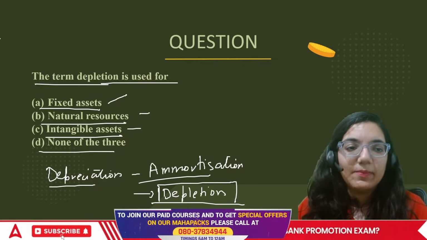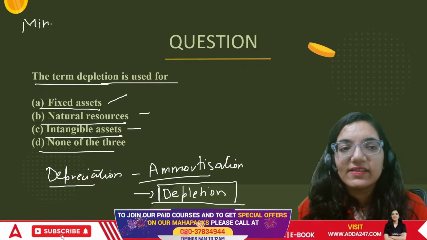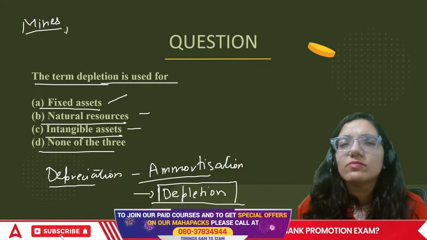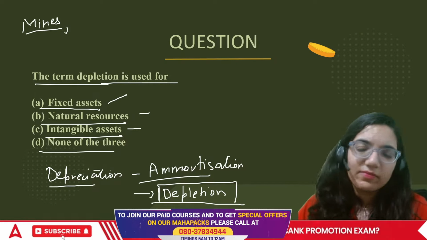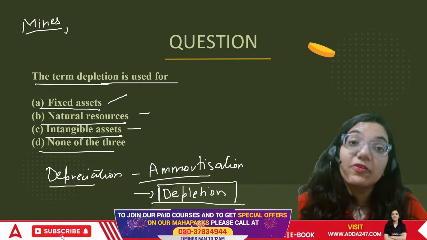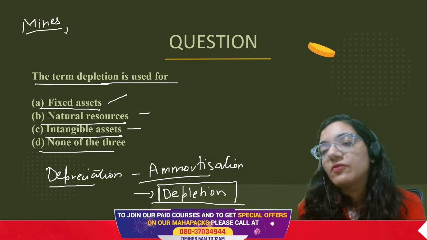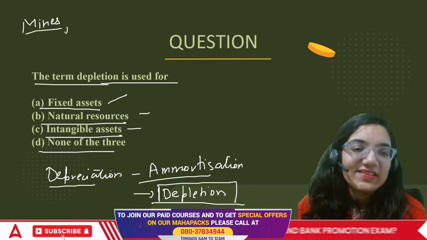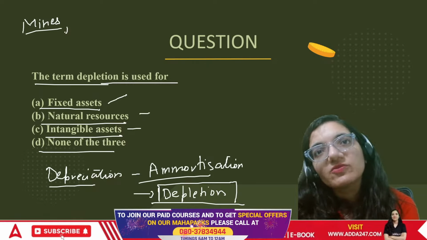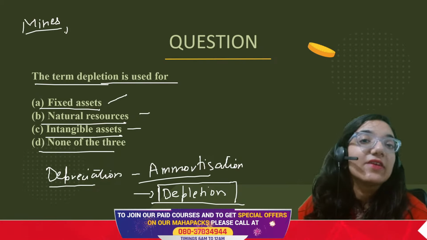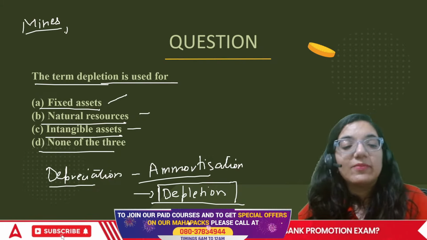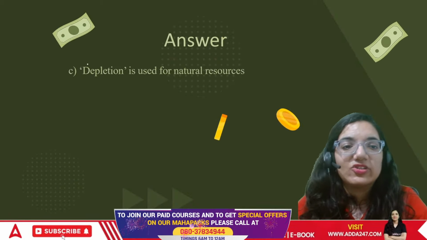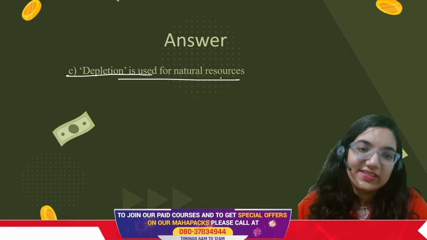For example, mines. For example, a gold mine, once it is cleared up, or a coal mine, then fuel. If you're taking fuel out of oil wells, then those particular oil wells are depleting, na? Because natural resources, once reduced, will take millions of years to regenerate. So in this case, depletion is exclusively used for natural resources.